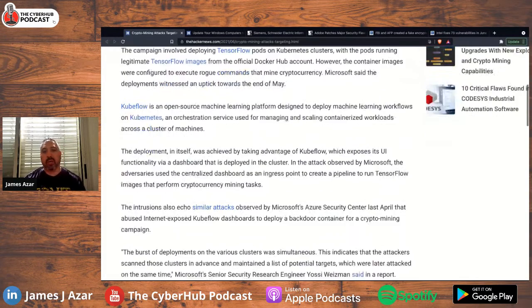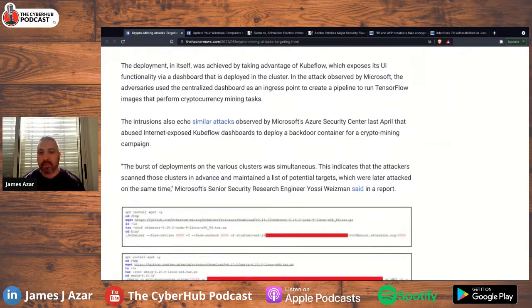The intrusion also echoes a similar attack observed by Microsoft Azure's Security Center last April that abused internet-exposed Kubeflow dashboards to deploy a backdoor container for crypto mining campaigns. The cloud will remain a crypto mining hub, folks, so keep your eyes out for it. It's going to be significant as time goes along.